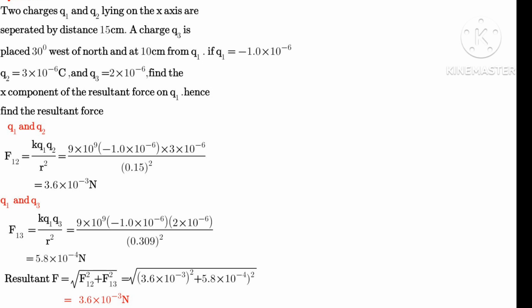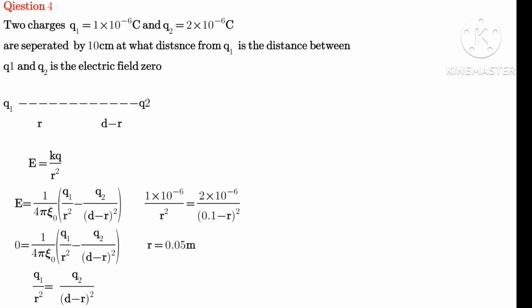Now to look for the resultant, since this is a vector, we take the resultant of the two forces, F12 and F13, and we have our final answer to be 3.6. Assuming the question says that you should find the angle between the two forces, that is going to be inverse tan of F13 over F12, and you have your answer in degrees. So quickly, let's move down to question number 4.